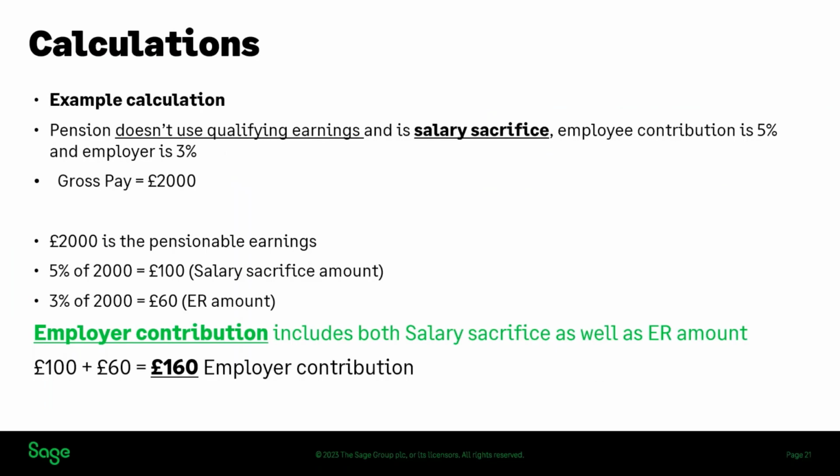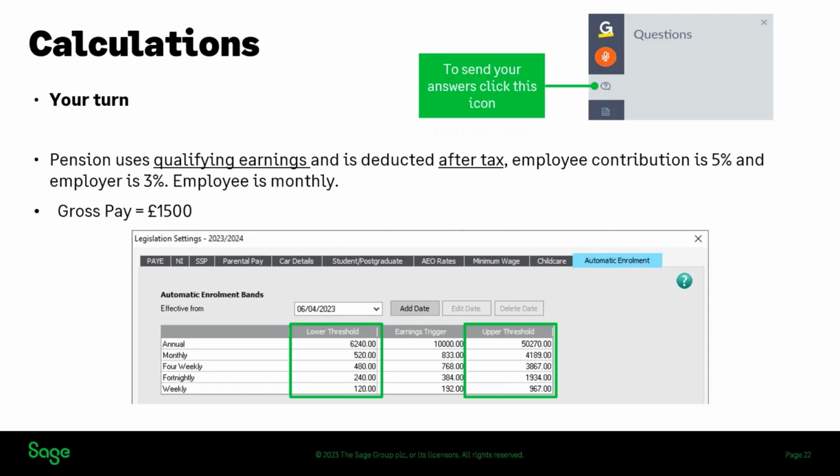So that's the last one that I'm going to go through, but we do have a little bit of audience participation if you do want to have a go yourself. So we've put together a relatively simple calculation, I hope. This is for a pension scheme that uses qualifying earnings, where the amount is deducted after tax from the employee. Employee's contribution is 5% and the employer's is 3%. Employee is paid monthly, and we've put the thresholds on the screenshot there for you, just to help you out. And the employee's gross pay this month is £1,500.